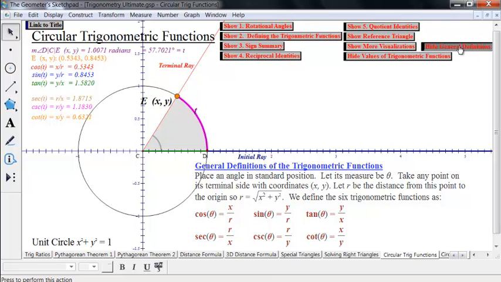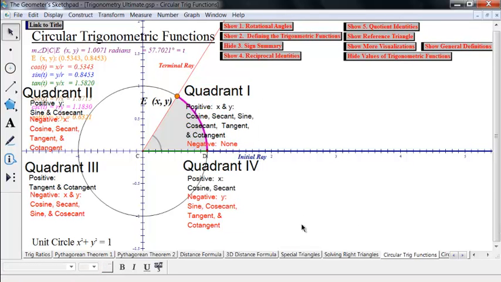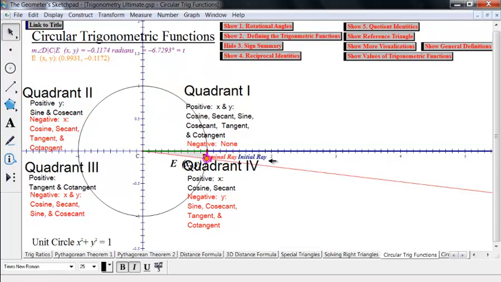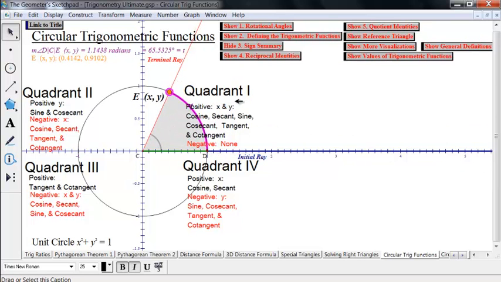Okay, so let's hide the general definitions, and let's review our signs. So if it's in the first quadrant like this, notice that x and y are positive, so everything is positive. Cosine, secant, sine, cosecant, tangent, and cotangent are all positive. None of the trig functions is negative. If you're in quadrant 2, y is positive, so that makes sine and cosecant positive, but negative for x, so that makes cosine, secant, tangent, and cotangent negative.